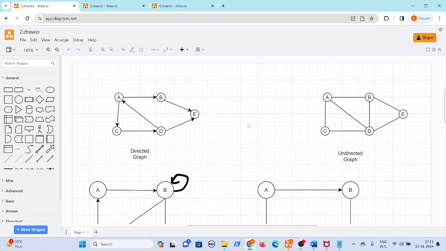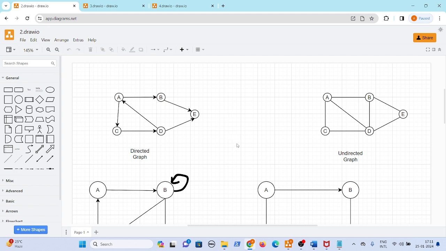Hello all. We are starting a new playlist related to graph data structure. We will talk about what is meant by a graph data structure and how it is represented in your memory, and we'll talk about different traversals, algorithms, and more about graph data structure separately.